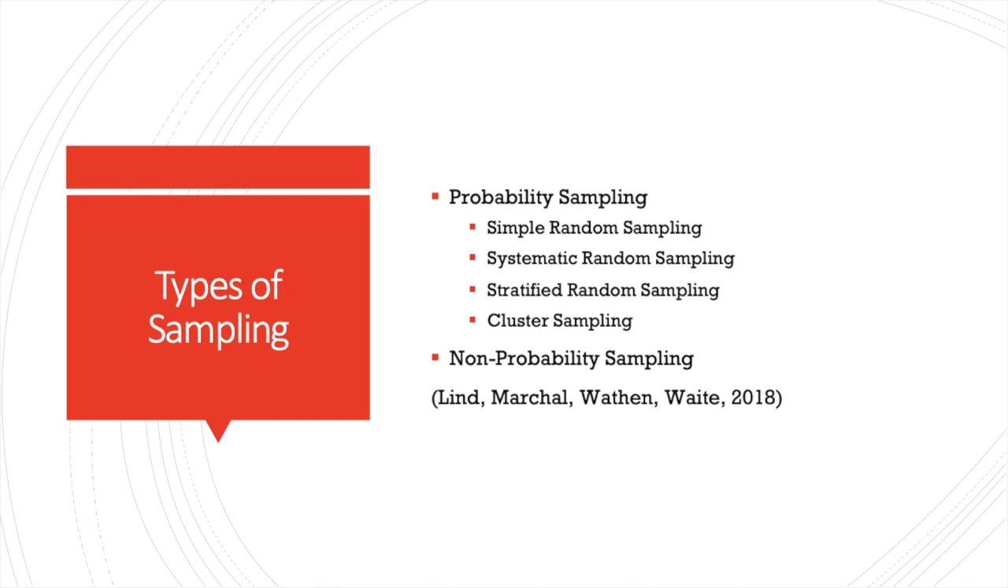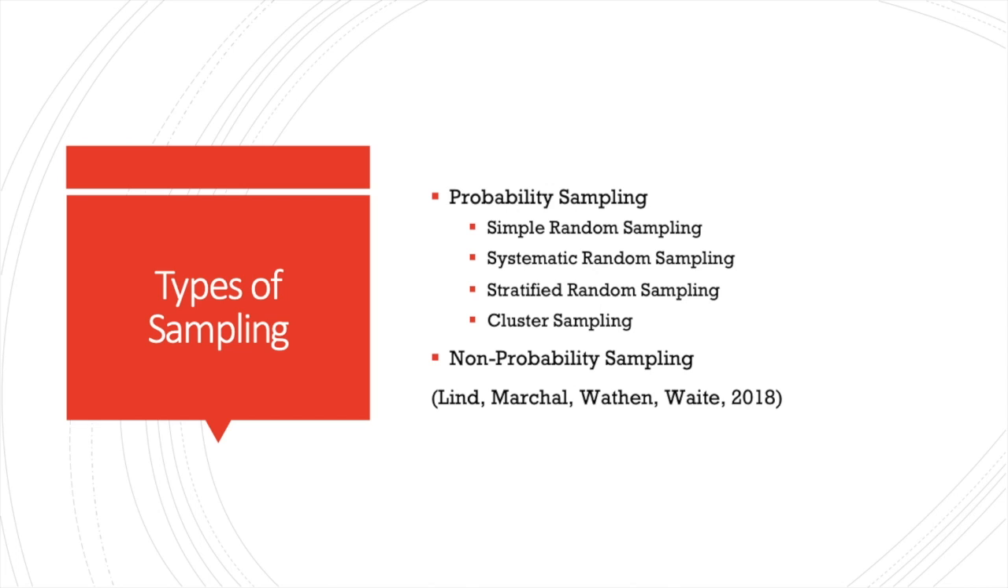We have probability sampling, in which each element of the population has the same chance of being selected for the sample. Then we have the non-probability sampling, in which the elements that form the final sample are selected manually. And then probability sampling can also be divided into four different categories.